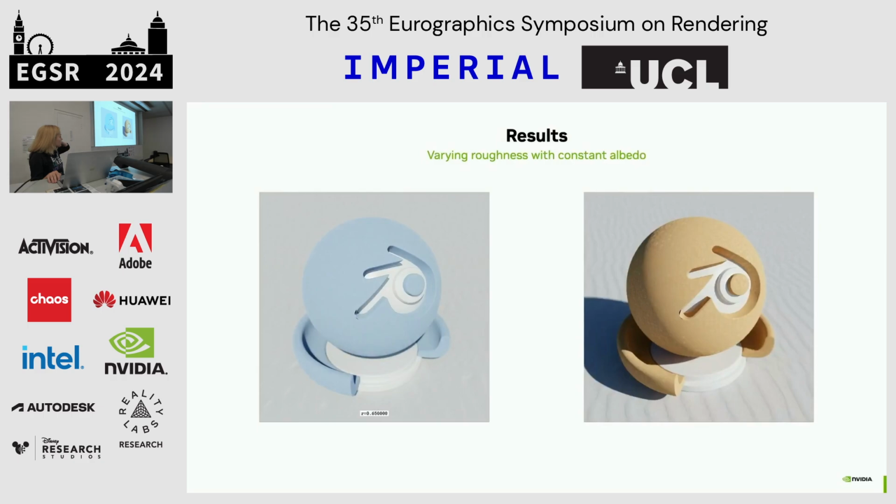Going further to the results, on the left we have constant albedo, constant lighting direction, but we change the roughness. We can see that for roughness 0, we get the Lambertian behavior with the dark edges, and when we go towards higher roughness, we get this kind of fuzzy appearance we know from retroreflectivity, where we have the bright outline and the flat appearance.